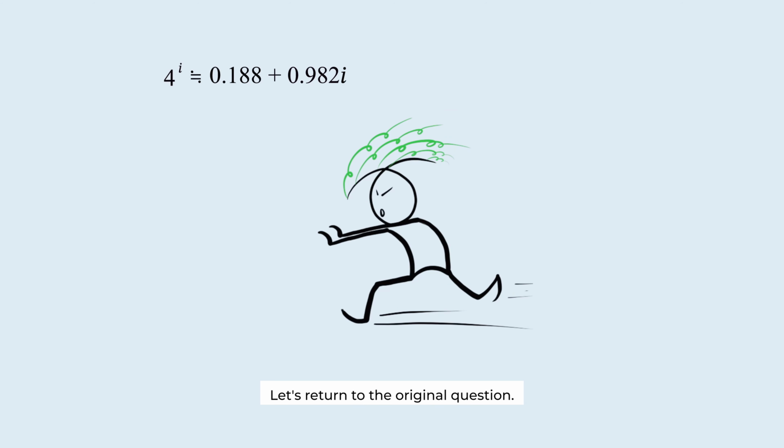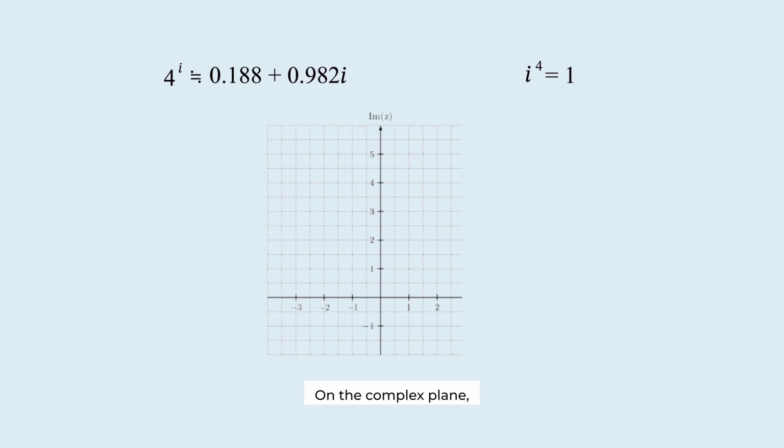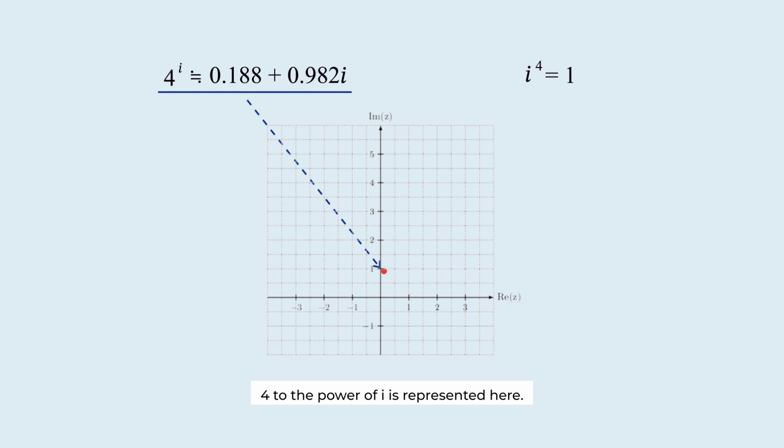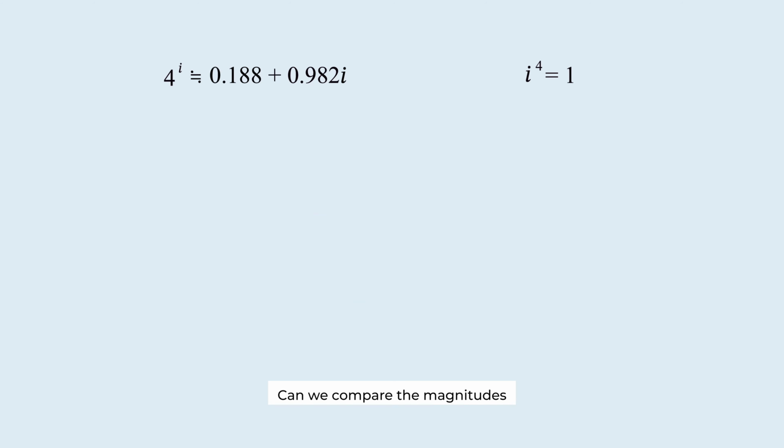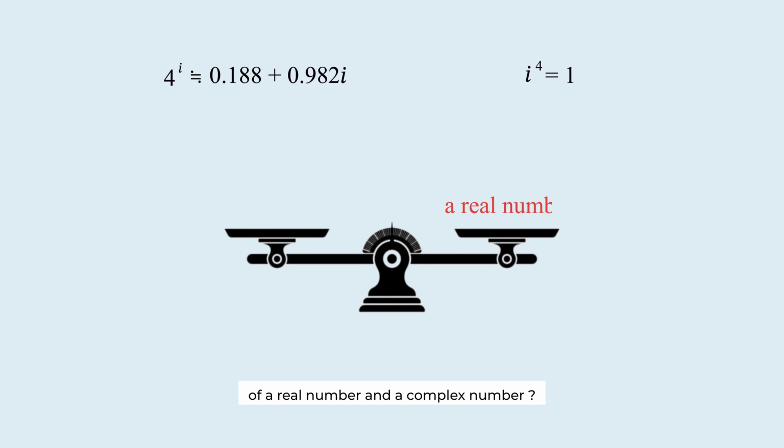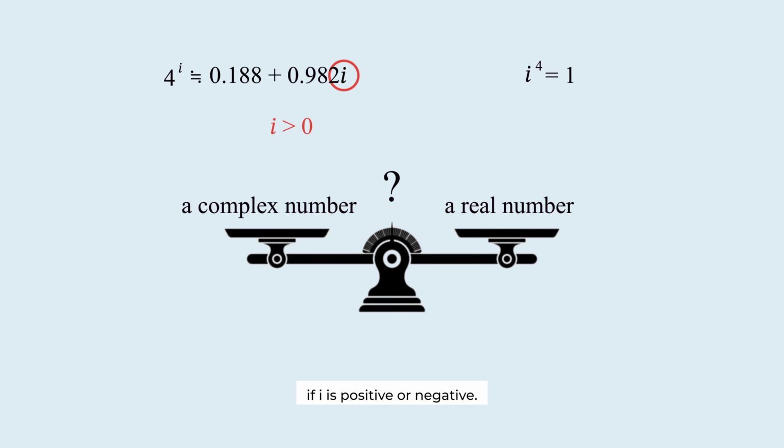Let's return to the original question. On the complex plane, 4 to the power of i is represented here. i to the power of 4 is represented here. Which one is bigger? Can we compare the magnitudes of a real number and a complex number? To answer this question, we should be able to define the magnitude of the imaginary unit i. Let's check if i is positive or negative.